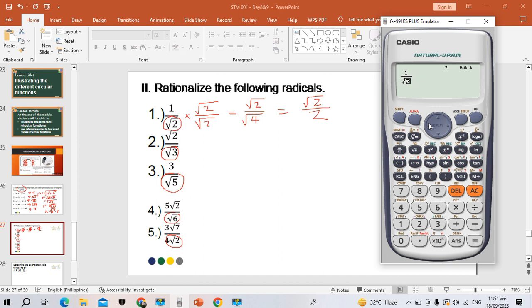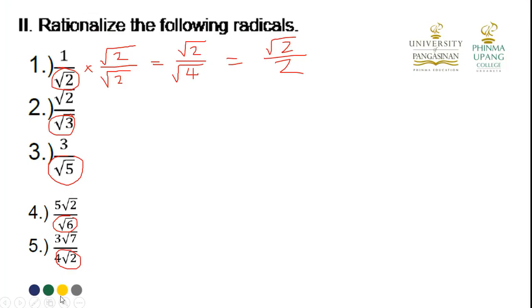So, try natin si square root of 2 over square root of 3. The answer here is square root of 6 all over 3. Answer number 2, times natin yan sa square root of 3, square root of 3. Square root of 2 times square root of 3, that will be square root of 6. Then, square root of 3 times square root of 3, that will be square root of 9. Square root of 6 is hindi na po siya pwedeng i-simplify because 6 has no perfect square number, but 9 has a perfect square number which is 3 times 3. That's why 3 na lang po yung sagot.